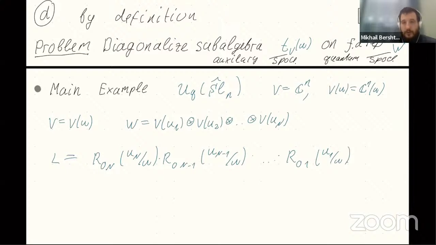Okay. So when people start to talk about integrable systems, they write this formula.